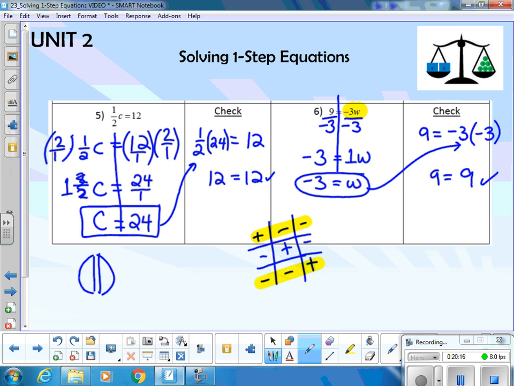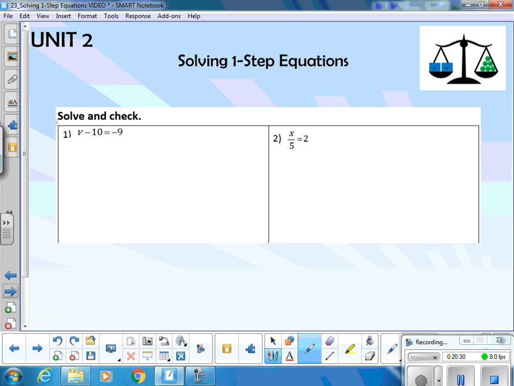Okay, so you can see how we're taking everything we've learned so far. We are seeing how we took the modeling examples, how we're using our integer rules, and we're using our inverse and our properties and taking it all and putting it together. So let's look at a couple more examples on the back.